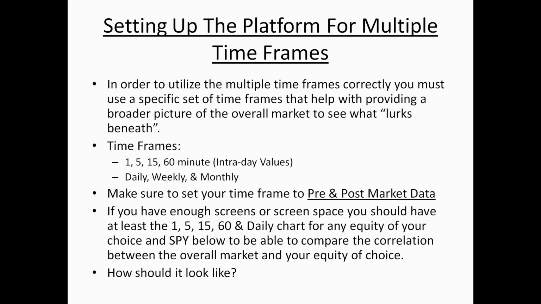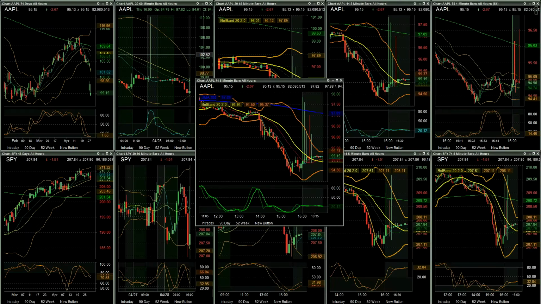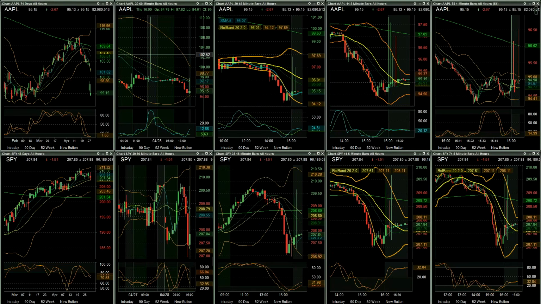So if you have enough screens or screen space, you should have at least the 1, 5, 15, 60, and daily chart for any equity of your choice, and SPY below, to be able to compare the correlation between the overall market and the equity of your choice. Just like I have it, right guys? So we got the 1 minute Apple on top, the 1 minute SPY on the bottom. We got the 5 minute Apple on top, the 5 minute SPY on the bottom. Now we can easily see through here whether Apple 5 minute and SPY 5 minute are correlating or not.